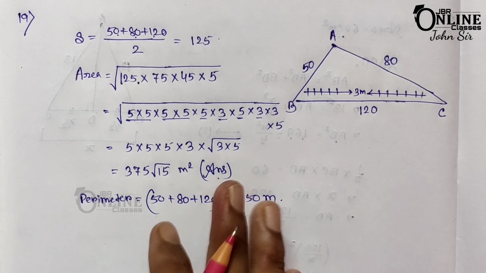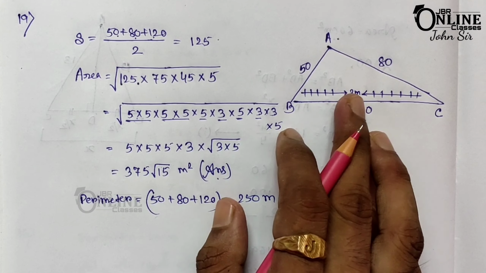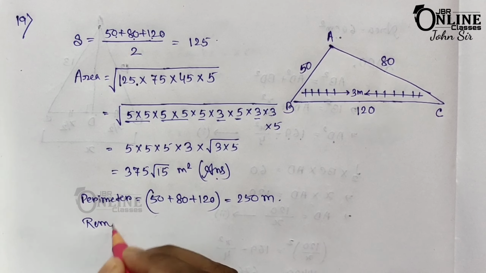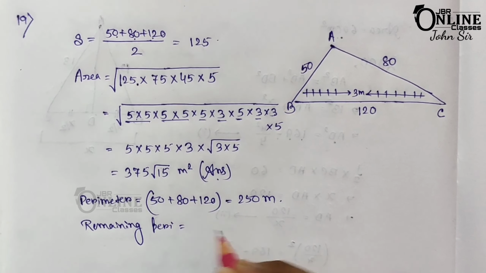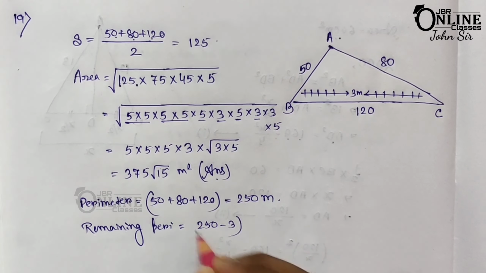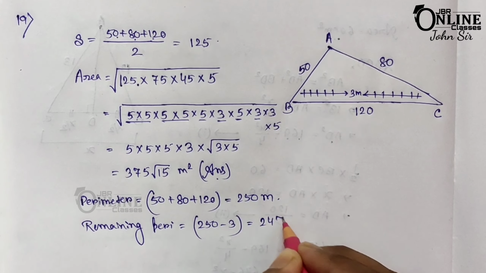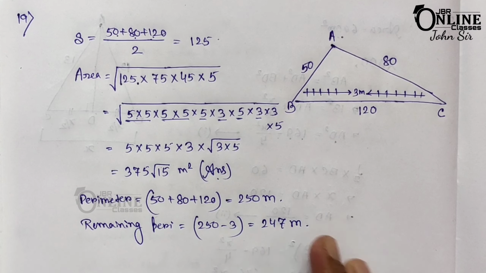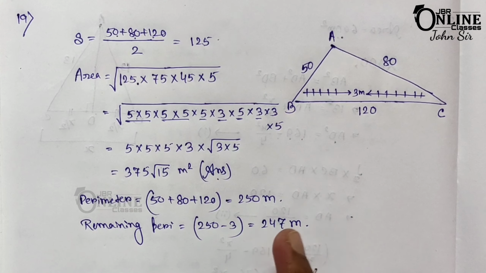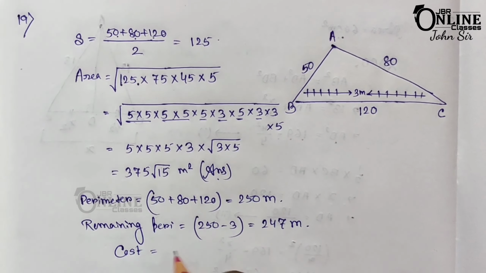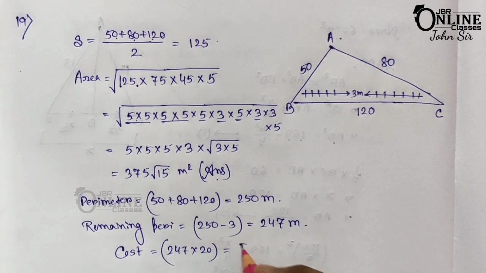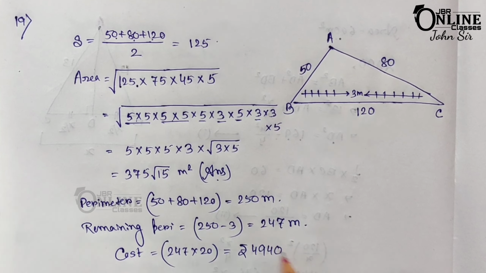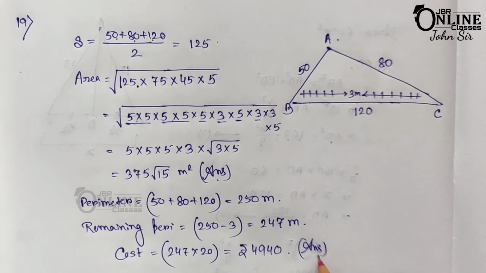Now the remaining perimeter, that means without this gate. Okay, so write down remaining perimeter, that equals 250 minus 3. Without the gate it equals 247 meter. And as here the rate of fencing is 20 rupees per meter, so cost will be 247 into 20, and that equals rupees 4940, and that is your second answer.